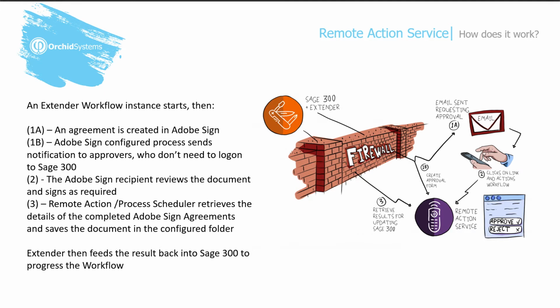So the main benefits of this approach is that the approvers don't need to log on to Sage 300 to sign and approve. They can approve on any device, and you end up with a legally binding signature. This is building on the Remote Action Service functionality that was launched a year ago, and you would have seen a demonstration there where the service sends an email with a one-time form to progress the workflow. So if you need to approve the records outside of Sage 300 but don't need a legally binding signature, you can use Remote Action Service and Extender workflow without Adobe Sign.